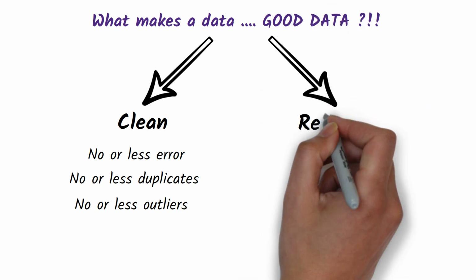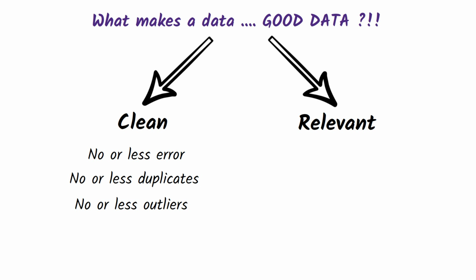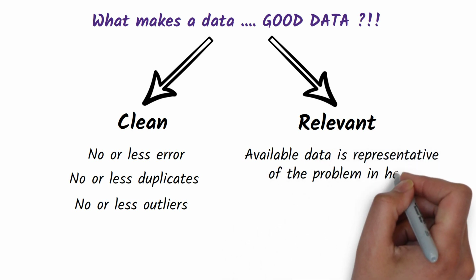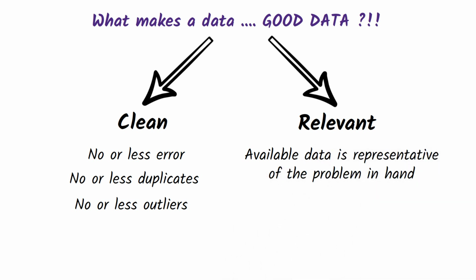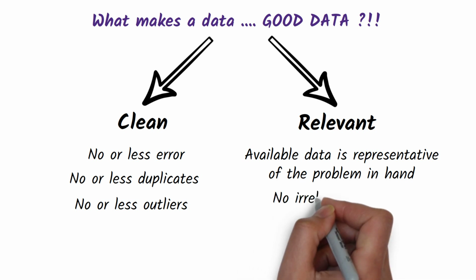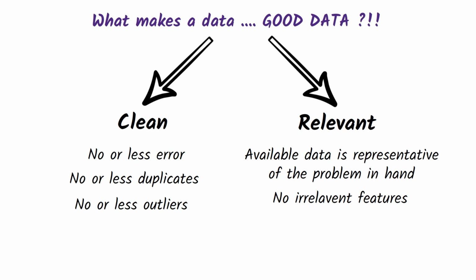Secondly, good data needs to be relevant. It's not just about having a large dataset, but it's about having a dataset that is relevant to the problem we are trying to solve. For example, if we are trying to build a model to predict the price of houses, we need to have data on features like size of the house, number of bedrooms, number of bathrooms, location, etc. But having data like stock market price or weather will not help in this use case.